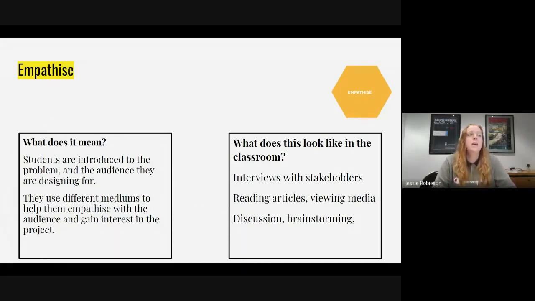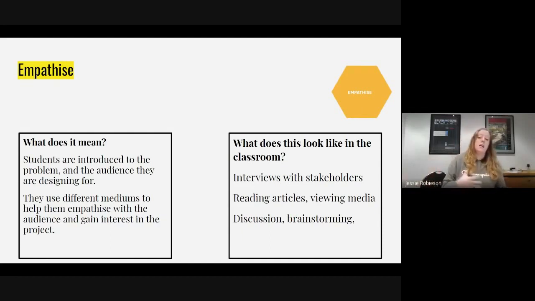So this is when the problem or the project is first introduced to them. And of course, whenever we're starting with any project or any problem, we don't just jump into the solution. We need to understand it as much as we possibly can first. So what might this look like in the classroom?